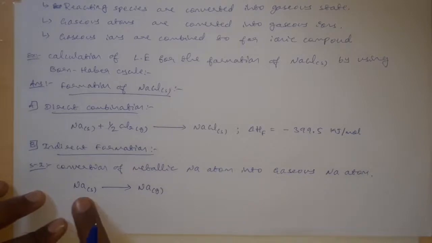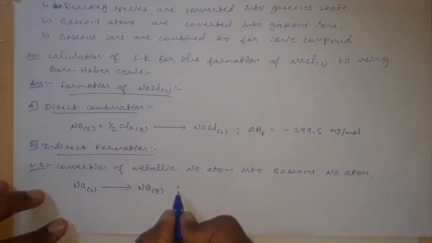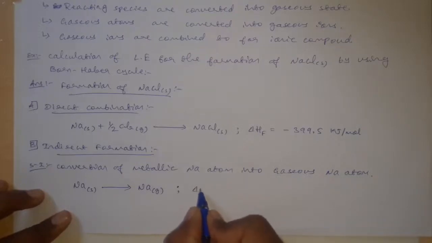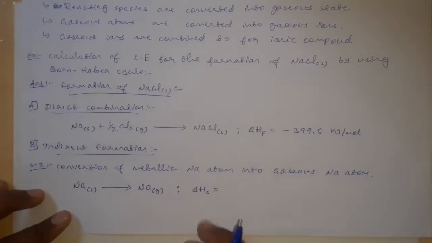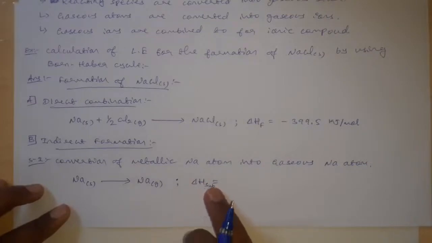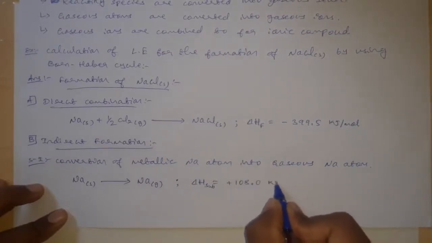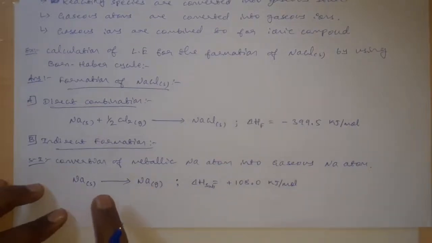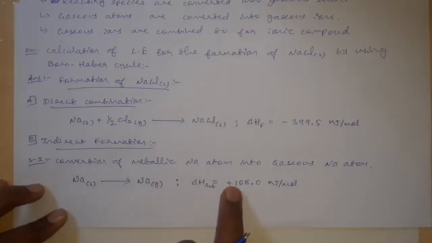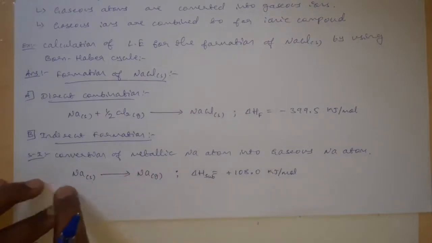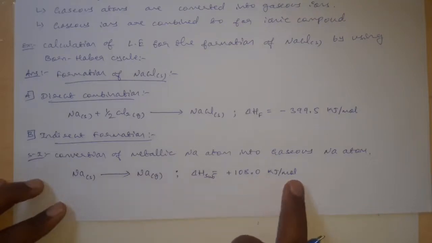The process of conversion of solid into gaseous form is called sublimation. The energy change that takes place here is called the enthalpy of sublimation. I am writing the enthalpy of sublimation with a positive sign because it is an amount of energy required to convert the solid into gaseous. It is an endothermic process. The enthalpy of sublimation for the conversion of solid sodium atom into gaseous sodium atom is plus 108 kilojoules per mole.